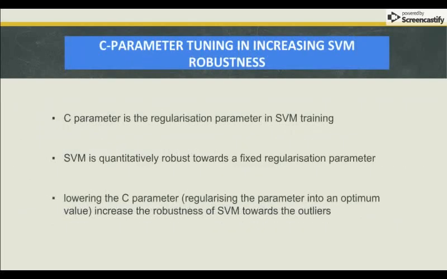The role of C parameter tuning in increasing SVM robustness. The C parameter is the regularization parameter in SVM training. It is quantitatively robust towards a fixed regularization parameter. Lowering the C parameter, which is the regularizing parameter, to an optimum value can increase the robustness of SVM towards outliers.